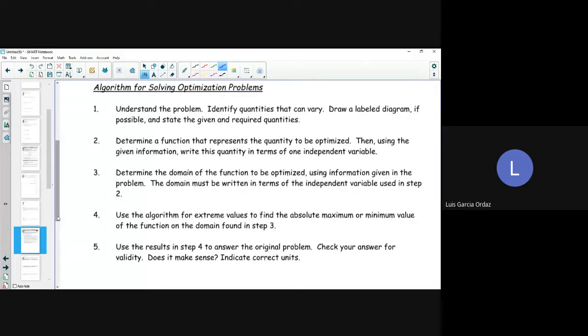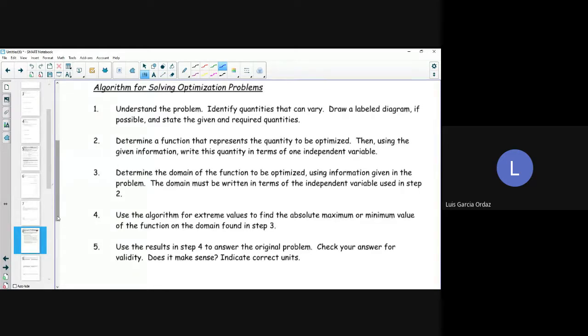Number 2, we want to determine a function that represents the quantity to be optimized. Then, using the given information, write this quantity in terms of one independent variable. So if we have two variables, isolate for one variable so that you're able to substitute it into another algebraic equation. And step 3, determine the domain of the function to be optimized using the given information. The domain must be written in terms of the independent variable used in step 2.